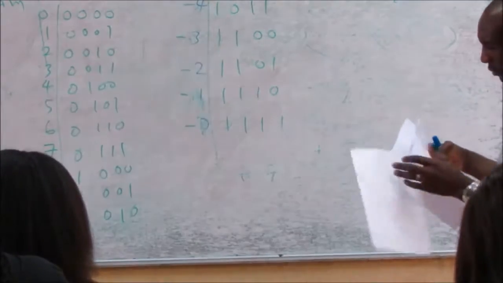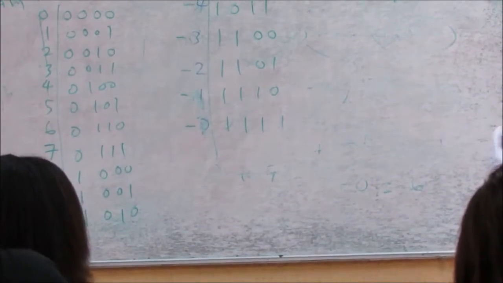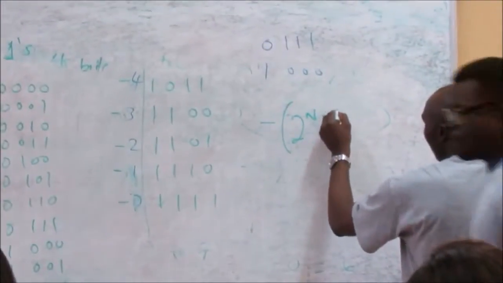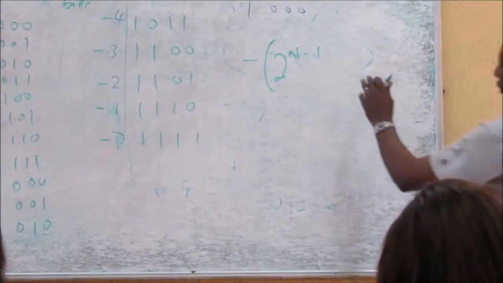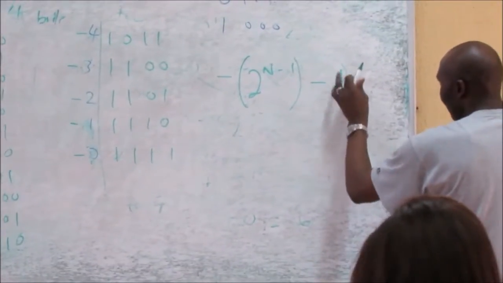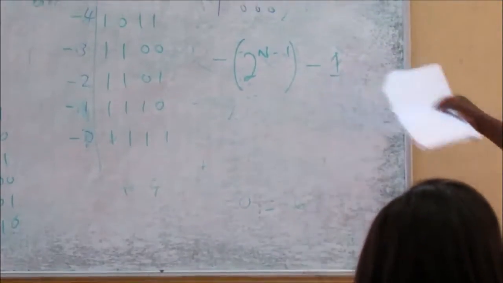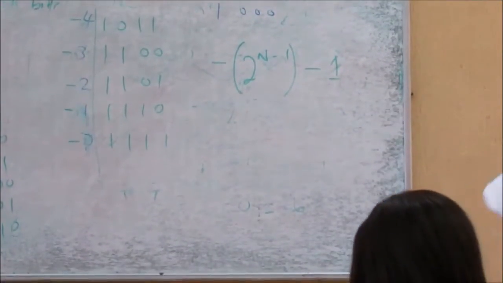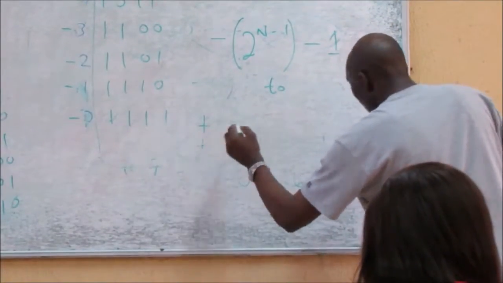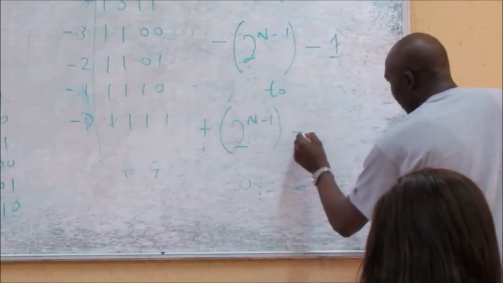Okay, yeah, still the same thing. We have minus 2 raised to the power n minus 1, minus 1, minus 2 raised to the power n minus 1, minus 1 to, of course, positive 2 raised to the power n minus 1, minus 1.